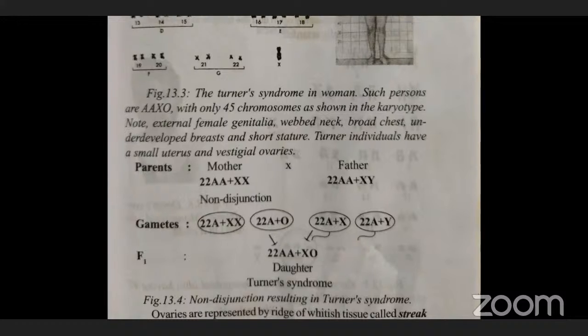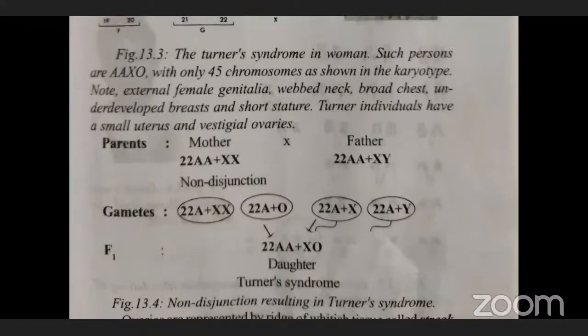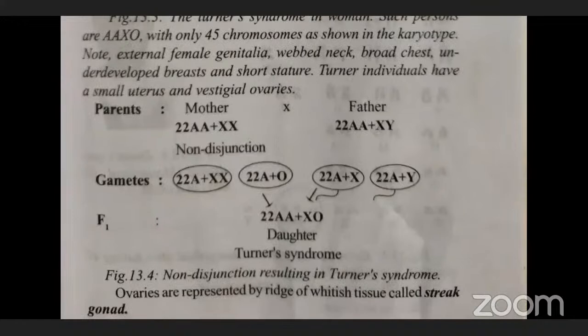Here you can see the diagram. The parental mother is 22AA plus XX, the father is 22AA plus XY. Normally a segregation process occurs in the mother, giving 22A plus XX and 22A plus O. Here non-disjunction occurs, and the XX chromosomes fail to separate. In the father, the gametes are segregated as usual, 22A plus X and 22A plus Y. A is an autosome, XY is an allosome.